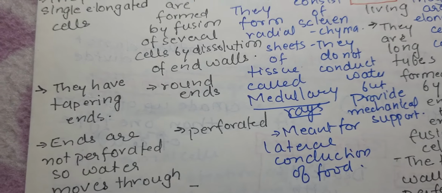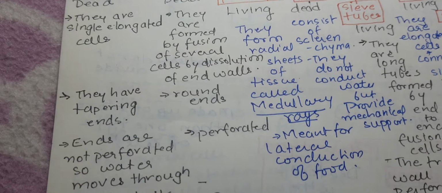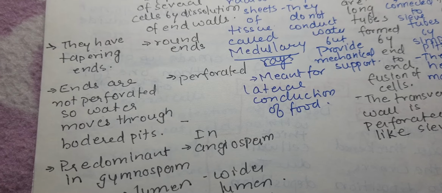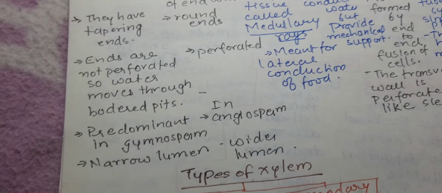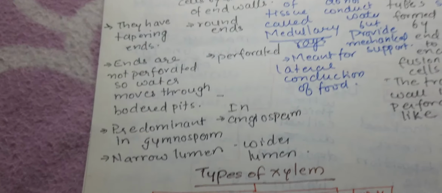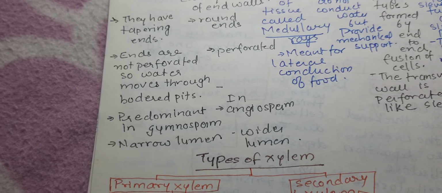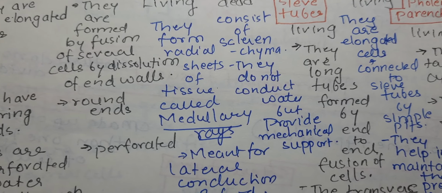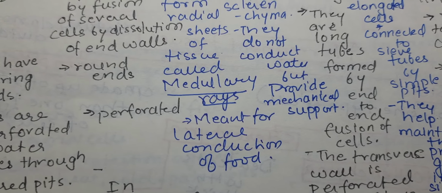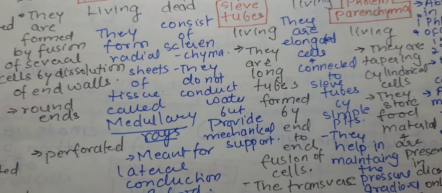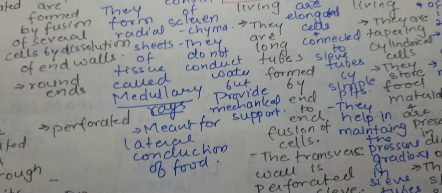Tracheids have tapering ends, whereas vessels have round ends. Tracheids are non-perforated, so water moves through bordered pits, whereas vessels are perforated. Tracheids are predominant in gymnosperms and have a narrow lumen, whereas vessels are dominant in angiosperms and have a wider lumen. Now, the xylem parenchyma forms the radial sheet of tissue called medullary rays, which is meant for the conduction of food and water. Xylem fiber consists of sclerenchyma and does not conduct water but provides mechanical support.